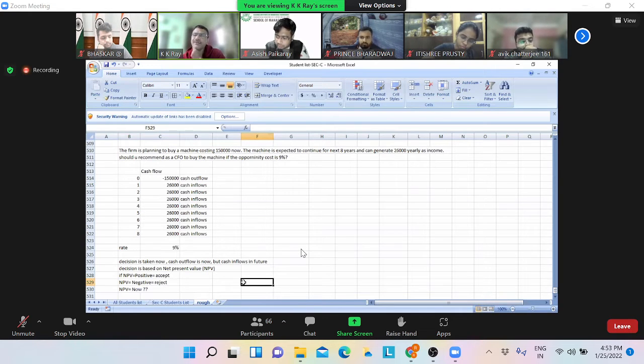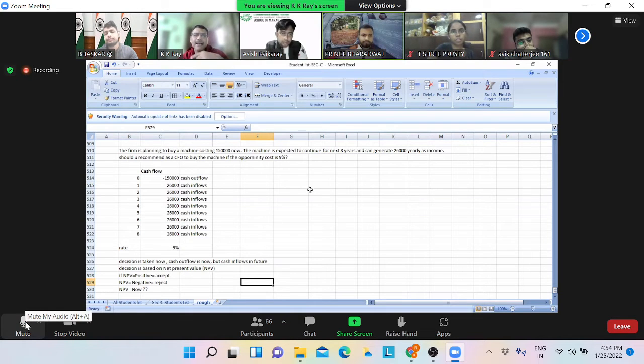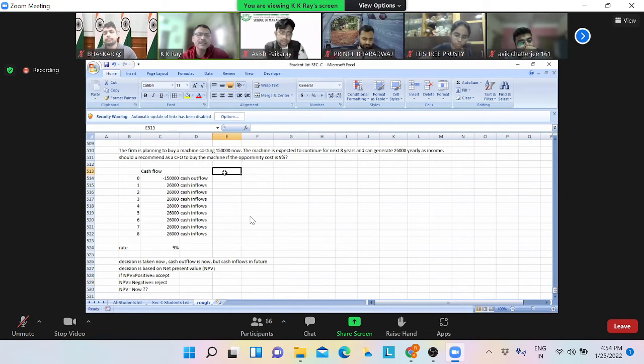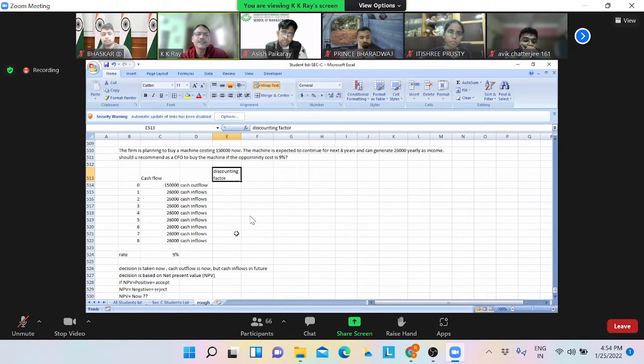So NPV means net present value. So first we need to find out the present value. At what rate? What is the rate of calculating the present value? 9%. So we'll first see what I am doing here. Discounting factor. Present value means discounting. Discounting factor we need to find out. Discounting rate is 9%. That's written here. This is called discounting rate.